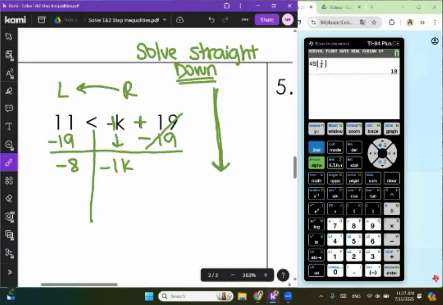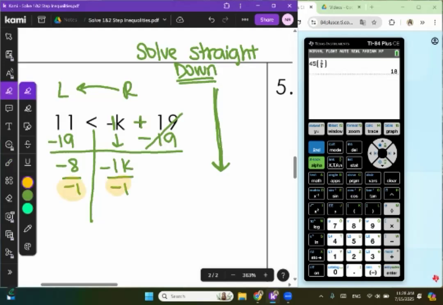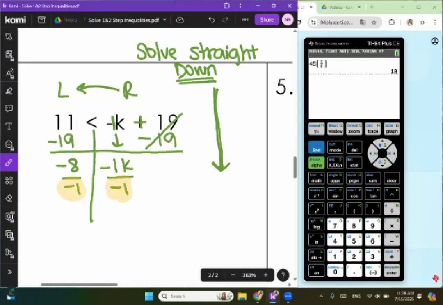Okay, now the last step, we divide. We're dividing, so we need to be on high alert. The number that is moving across the inequality is a negative number. So what does that mean? That means we need to flip the sign. So K, instead of less than, is going to be what? Greater than. Negative 8 divided by negative 1 is a positive 8. Okay.